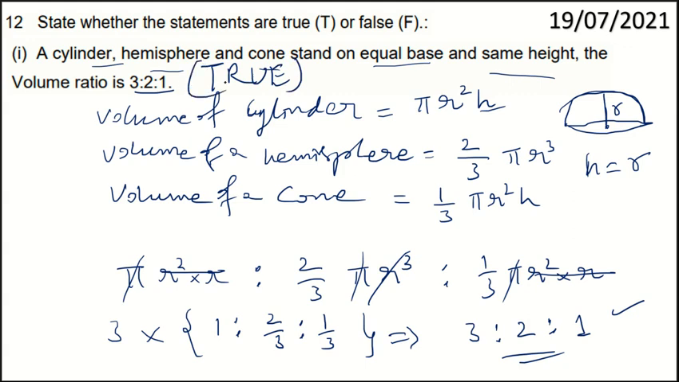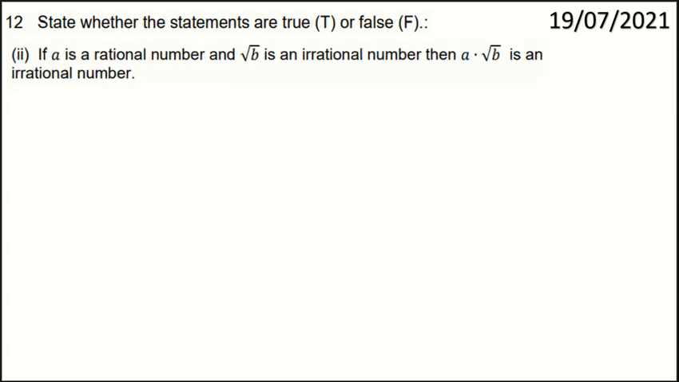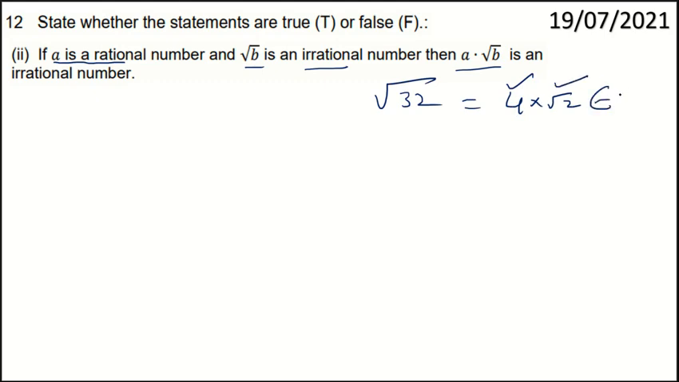We will write it as true now. Second question: if a is a rational number and root b is an irrational number, the product of them. Just now we have seen root under 32, which is written as 4 into root 2, a rational and irrational product, will always be an irrational number.